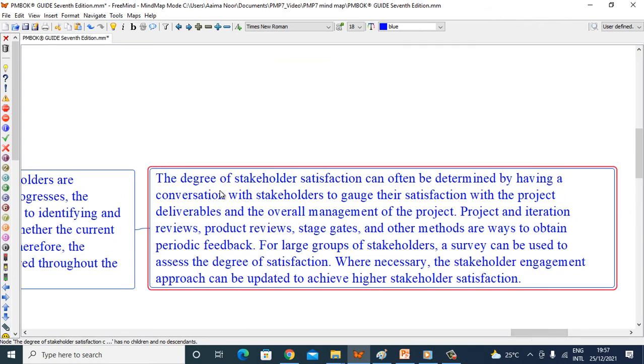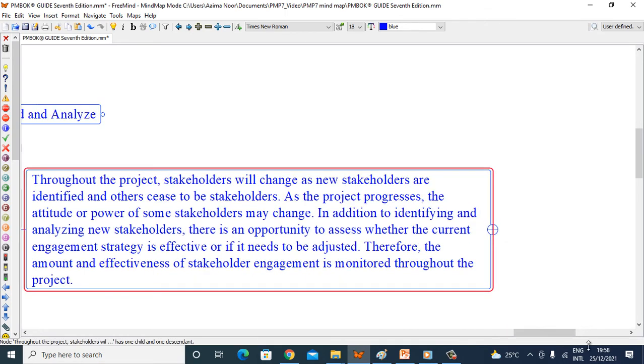The degree of stakeholder satisfaction can often be determined by having a conversation with the stakeholders to gauge their satisfaction with project deliverables and the overall management of the project. Project and iteration reviews, product reviews, stage gates, and other methods are ways to obtain periodic feedback. For large groups of stakeholders, a survey can be used to assess the degree of satisfaction. Where necessary, the stakeholder management approach can be updated to achieve higher stakeholder satisfaction.